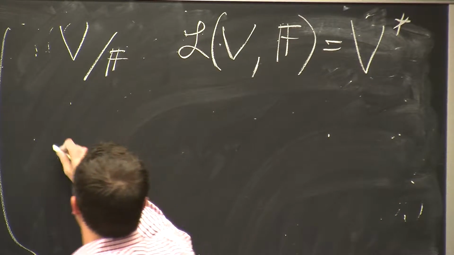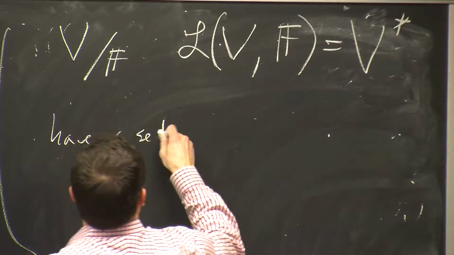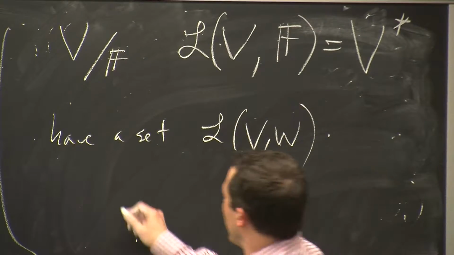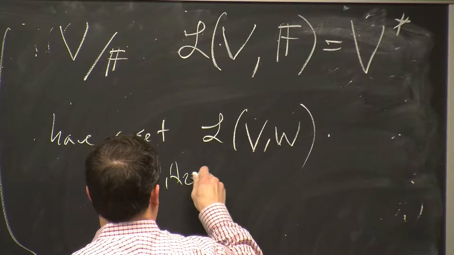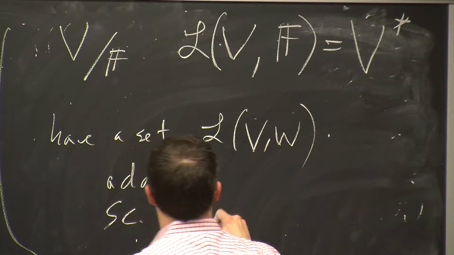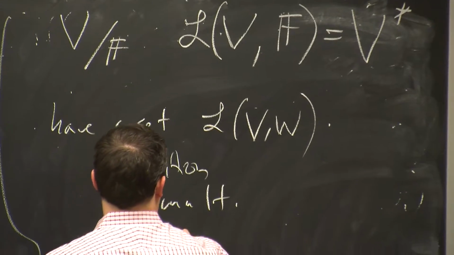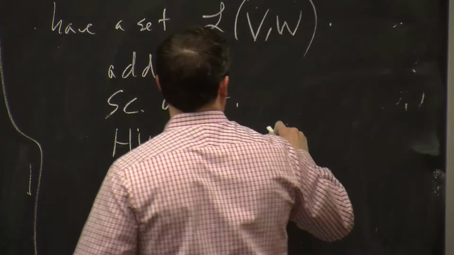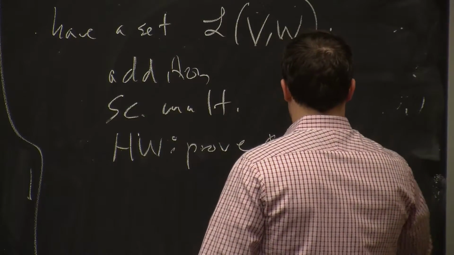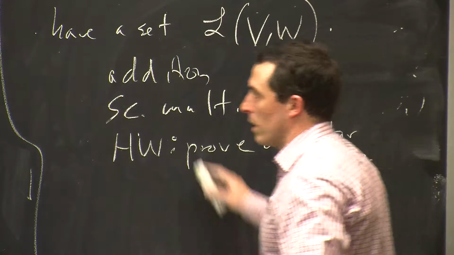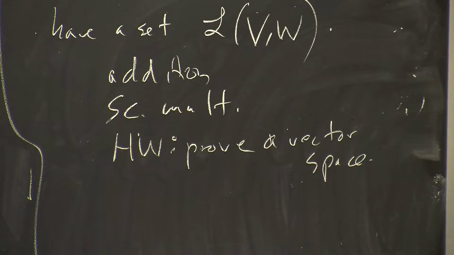OK, so we have a set of functions from V to W, which are linear. And we have an addition, and we have a scalar multiplication. Is it a vector space? Well, in your homework, you'll prove that it's a vector space. In the next homework. So one of the other key elements of a vector space that you'll need in order to do that homework is an additive identity.